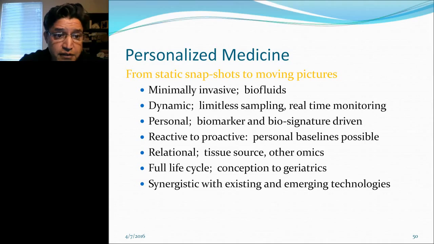Also personal in the sense that we could establish baselines for an individual. And then it's relational. Using various omic technologies, potentially we could follow the individual's full life cycle from conception to geriatrics, and that would be ideal. So I think that's the future that we're looking at. Synergistic with existing and emerging technologies.